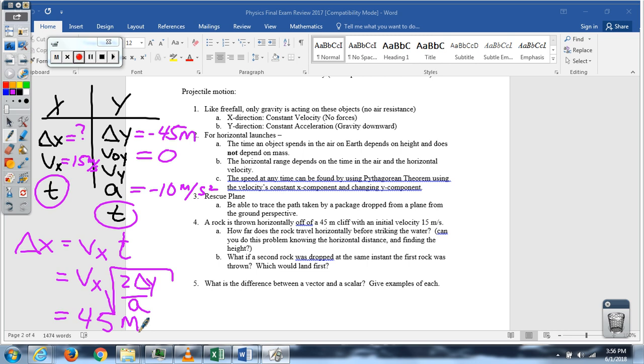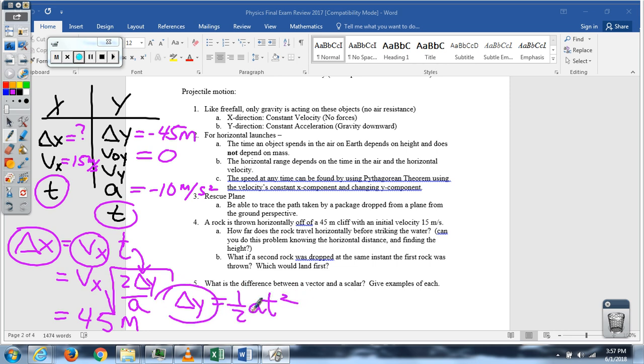To try to use the horizontal distance to find the height, you'd just be sort of switching things around. If you knew what the horizontal distance was, you would use delta x and Vx to find t, and then use t to find delta y. So you could unexpand this back to delta y equals 1/2 at squared. And so you can find delta y if you knew what the time was and the fact that acceleration is -10.